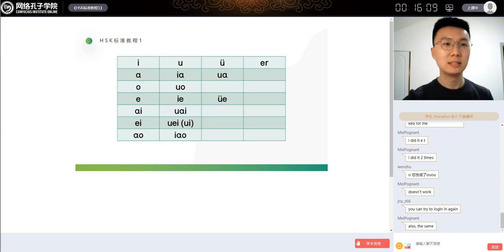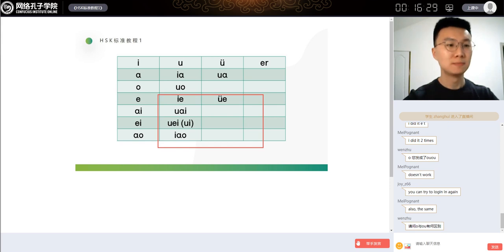Okay, now let's look at these compound finals. First, let's look at these five. Listen. Ya. Wa. Wo. Ye. Yue. In these five, the second sound is louder and longer than the first one.